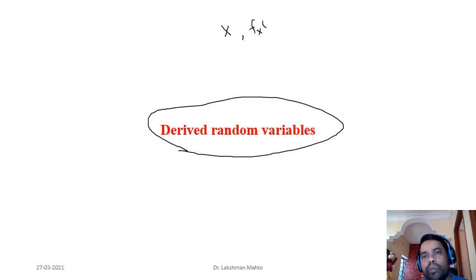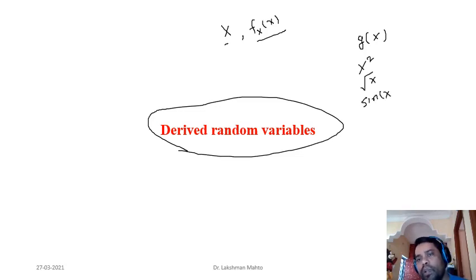The PDF would definitely be of x. So you have these two pieces of information: a random variable x and its corresponding PDF. And from here you can define various random variables. So g of x you can define as x square, or square root of x, or log x, or sin x. So many functions you can define. With respect to a single continuous random variable, you can define various random variables.